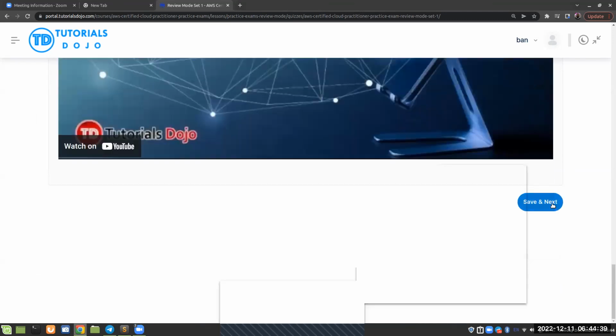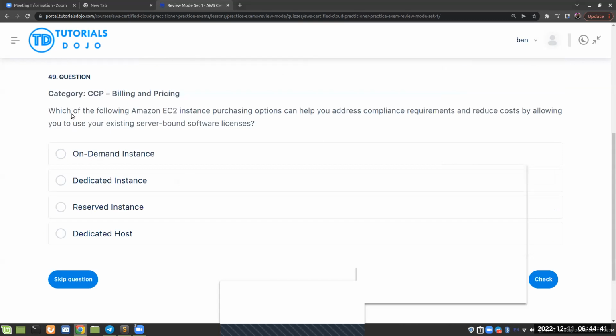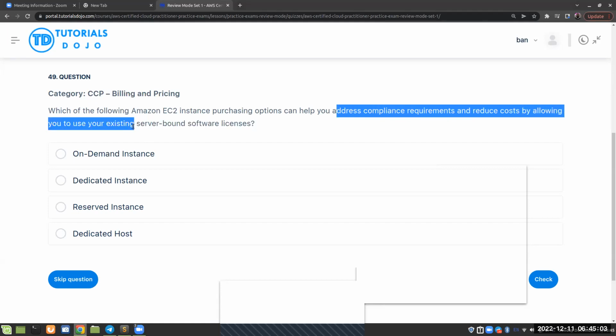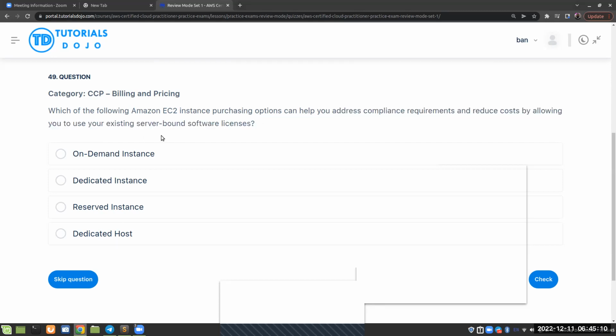Let's move to the next question, which is for Leslie. Which of the following Amazon EC2 instance purchasing options can help you address compliance requirements and reduce costs by allowing you to use your existing server-bound software licenses? So you want to address compliance requirements and reduce costs by allowing you to use existing server-bound software licenses. So which Amazon instance purchasing option will you pick?